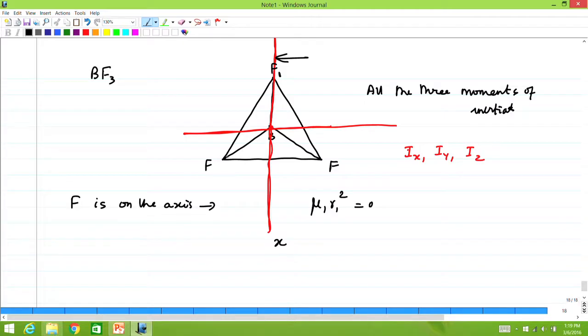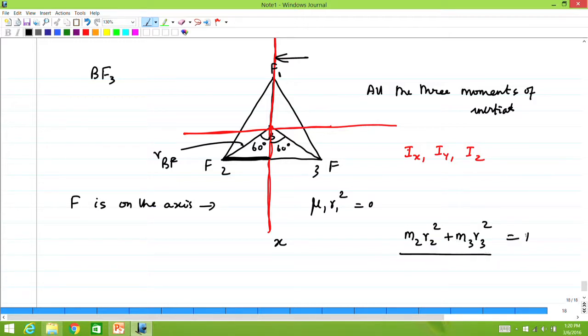The other two fluorine atoms: this is 60 degrees, this is 60 degrees, and this is the fluorine-boron bond distance. If you write this distance as R_BF, then the perpendicular distance of the fluorine atom from the bond axis is R_BF times sin 60. So you get R1, R2, R3: m2 r2 square plus m3 r3 square.